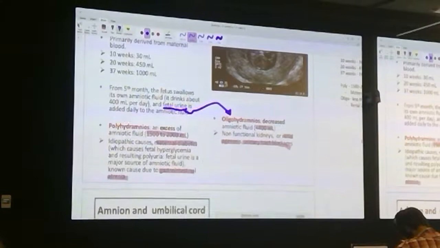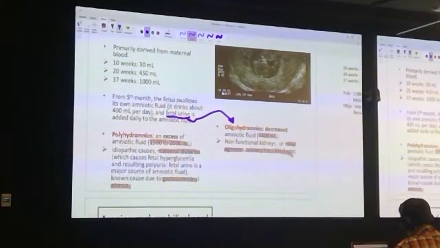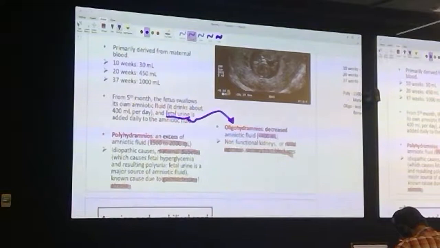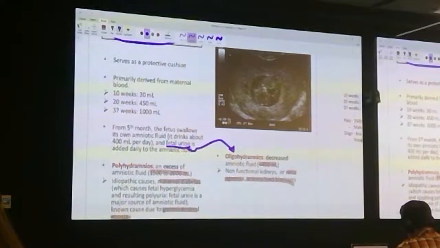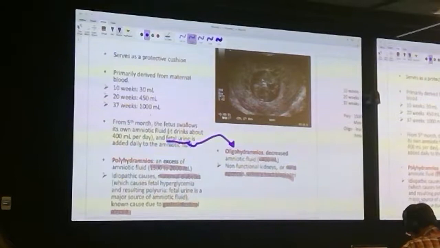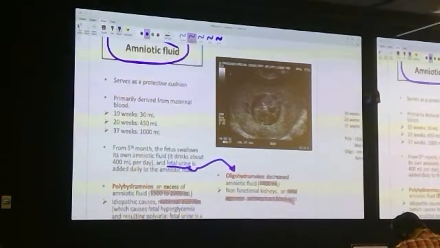And then polyhydramnios is caused by when the baby pees too much, so just think of maternal diabetes. If you don't know, diabetics pee a lot, so it goes hand in hand. Any questions about this? If a baby can't pee, he can't make amniotic fluid.